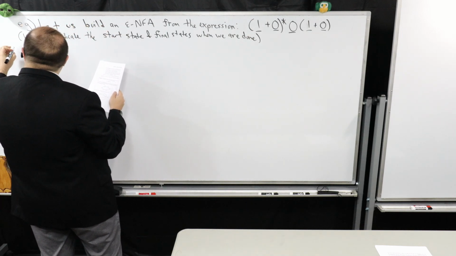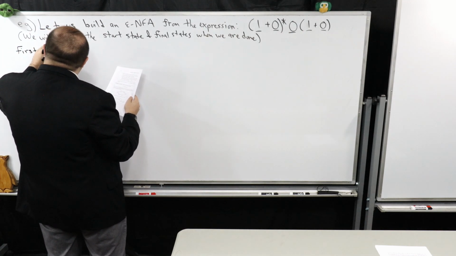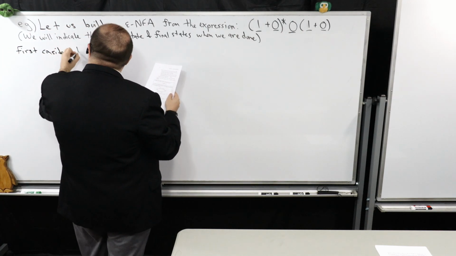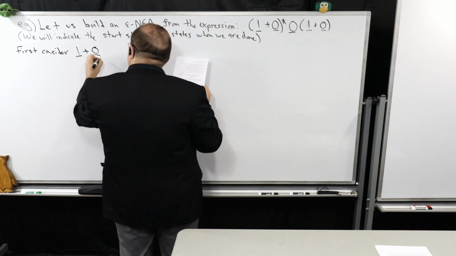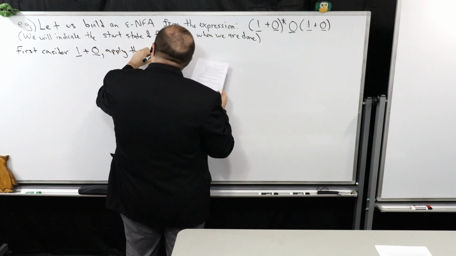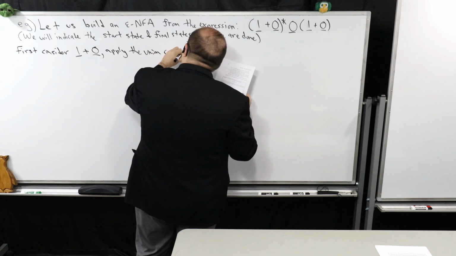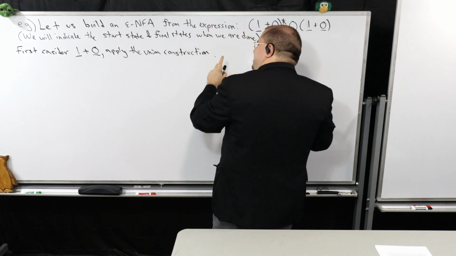So let's first consider 1 union 0. So we apply the union construction. So I'm going to apply the union construction. So that says union construction.